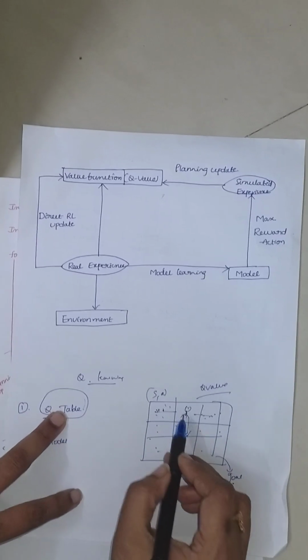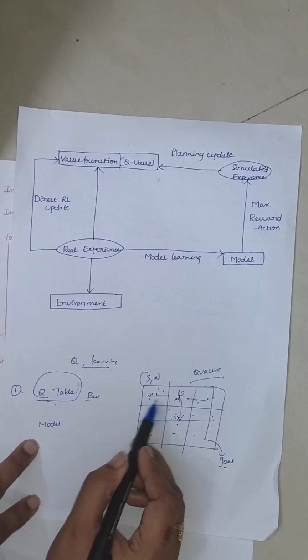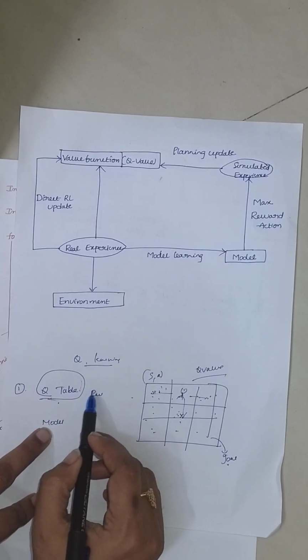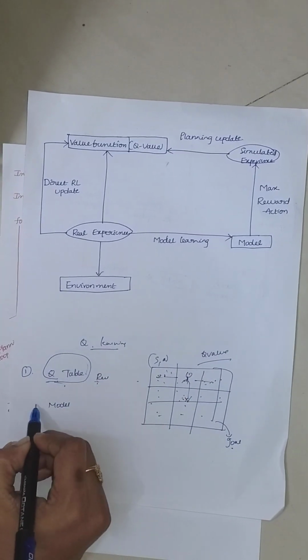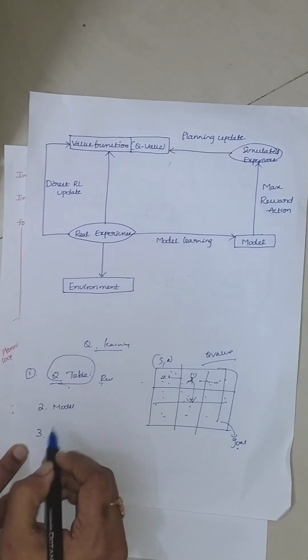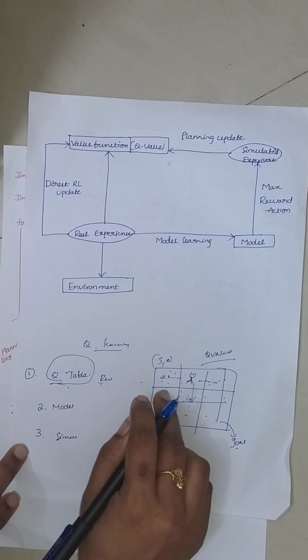So the Q table means some real-time experiences. From real-time experiences, it creates a Q table. After creating the Q table, it builds the model based upon the Q values. After this, once the Q values are there, it simulates the experiences based upon the Q values.